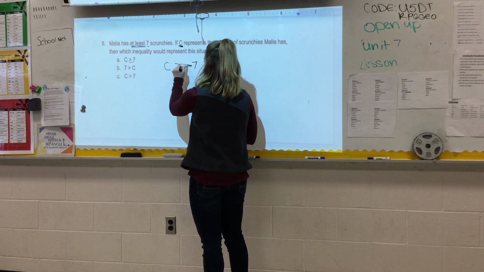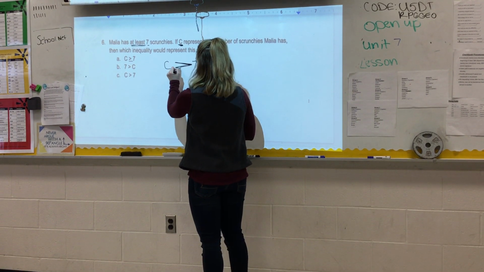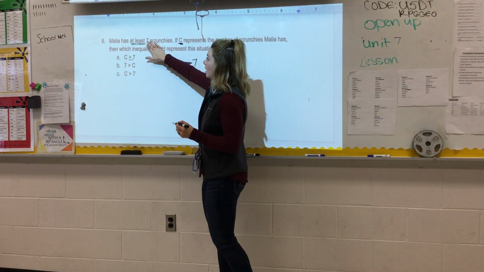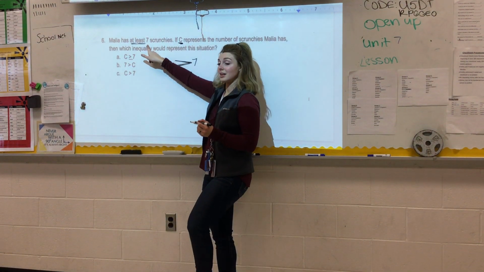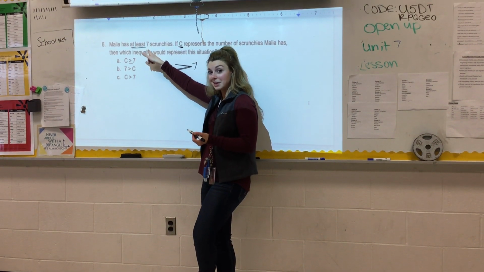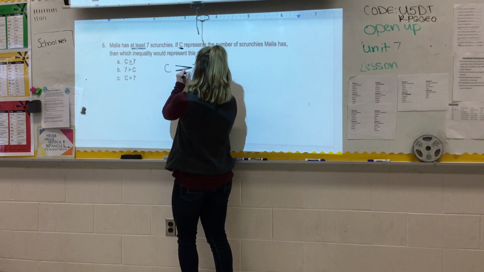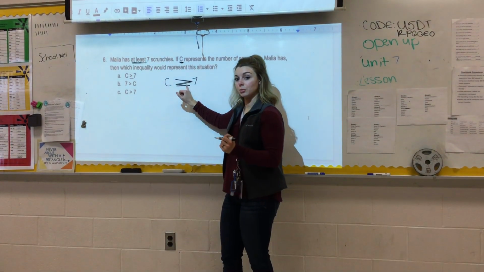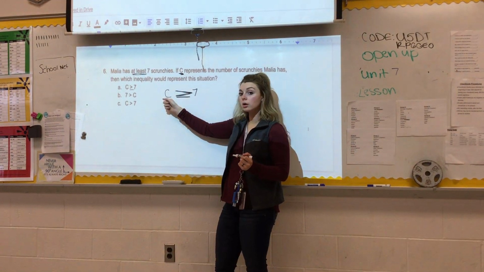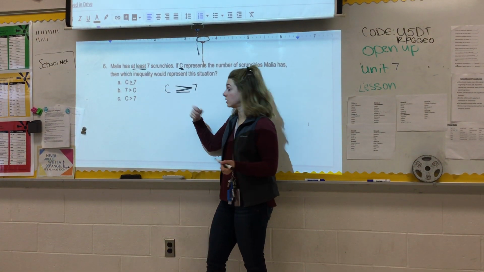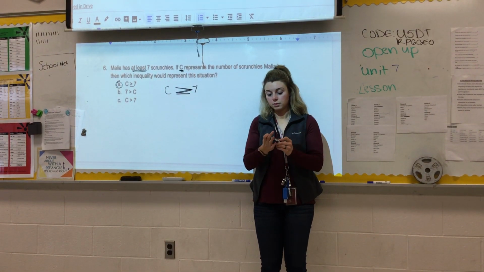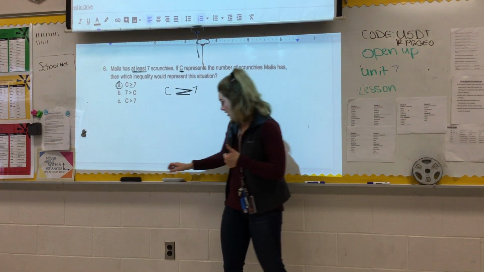What we are missing though, for this one, says at least 7. Could she have exactly 7? Yes, so we know with certainty that she has 7. So we have to add that symbol to it to show that because she has at least 7, it could be more, but she could also have exactly 7. So for this one, A would be our answer. Make sense? Yes. Excellent.